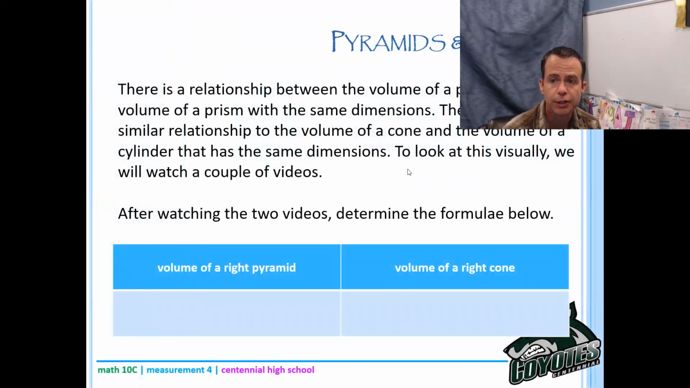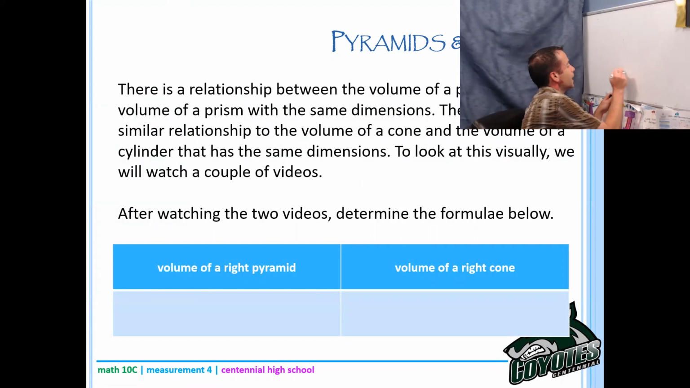So there is a relationship between the volume of a pyramid and the volume of a prism with the same dimensions. So when I say the same dimensions, we're talking about the same length, width, and height, okay? There exists a similar relationship between the volume of a cone and the volume of a cylinder with the same dimensions. To look at this visually, we'll watch a couple videos. Now, we're actually not going to watch the videos together here. Essentially, though, I want to just tell you what would have happened if we watched the videos together.